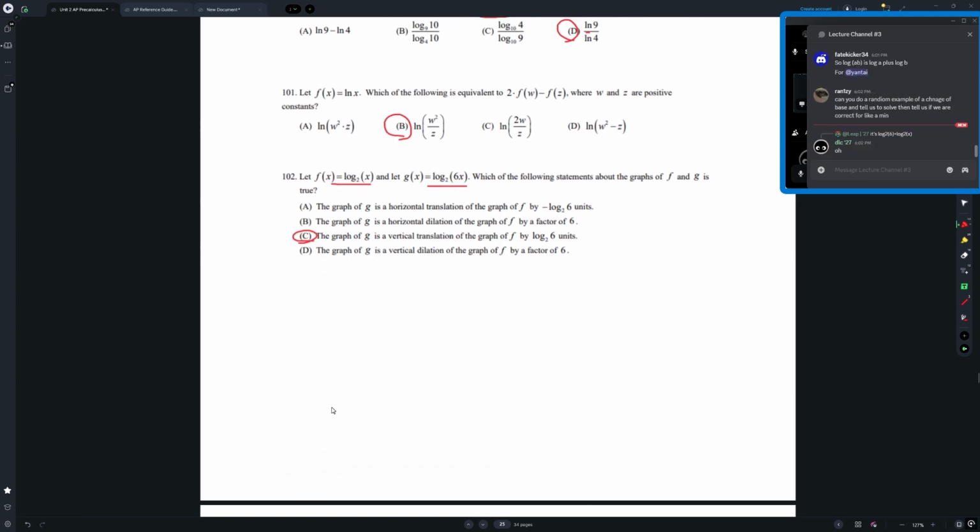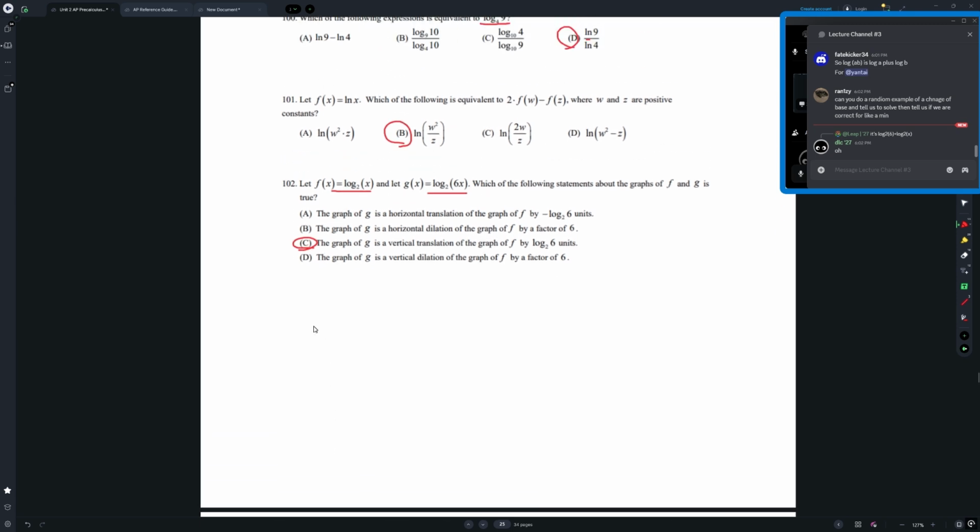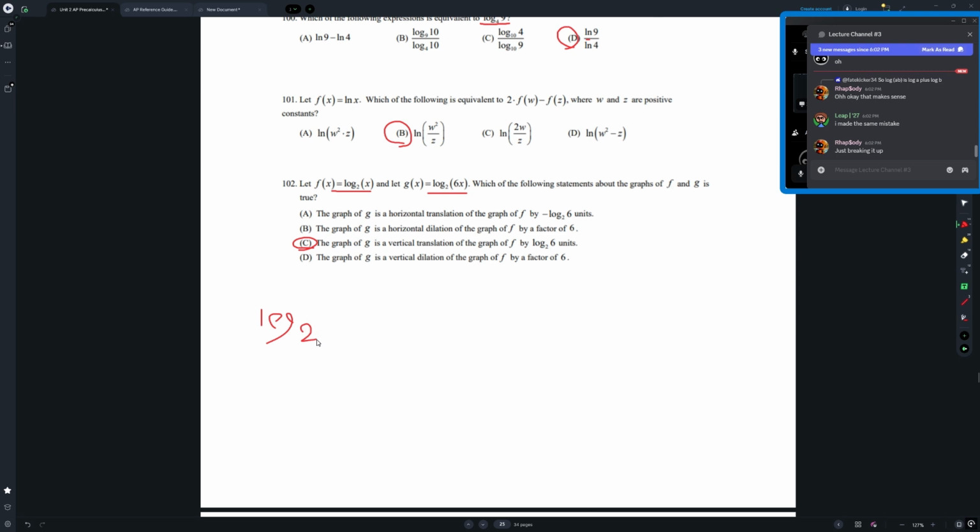Sure, I can do that. Let's see. If I say log base 8 of 32, use change of base and solve.